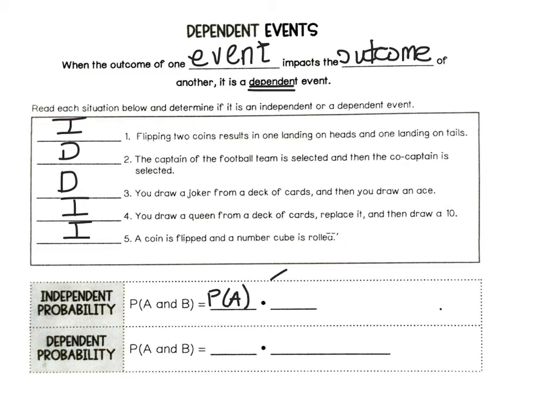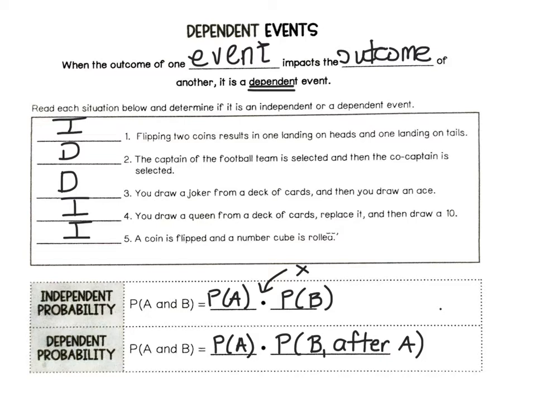So independent probability is the probability of A times the probability of B. Dependent probability is when you take the probability of A and then that changes the amount in B. So it's the probability of B after you take A out. So dependent and independent just mean, have you changed the odds? If you've taken something out and not put it back in or not replaced it, then you've changed the odds.